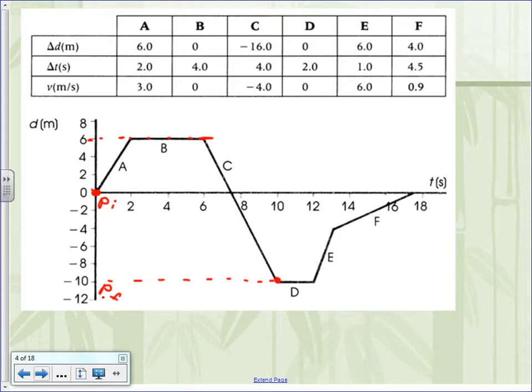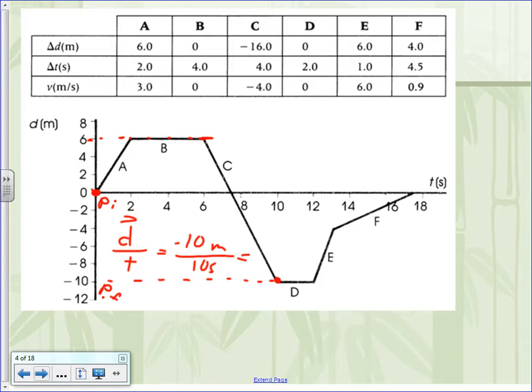Once I know that, could I find out the average velocity of this object between 0 and 10 seconds? Okay, I just figured out the displacement of the object, and I was already told how long that took. So -10 meters divided by 10 seconds, what's my average velocity? -1 meters per second. All right, you guys following me here?